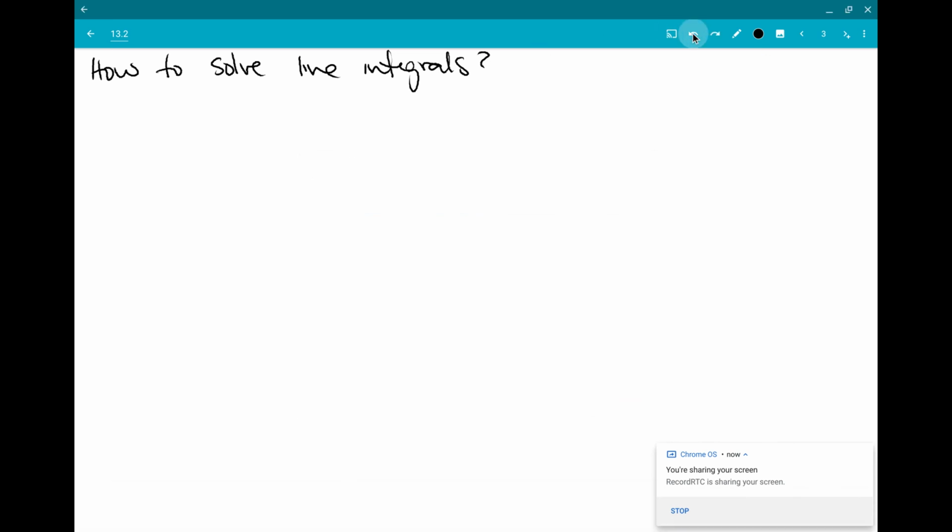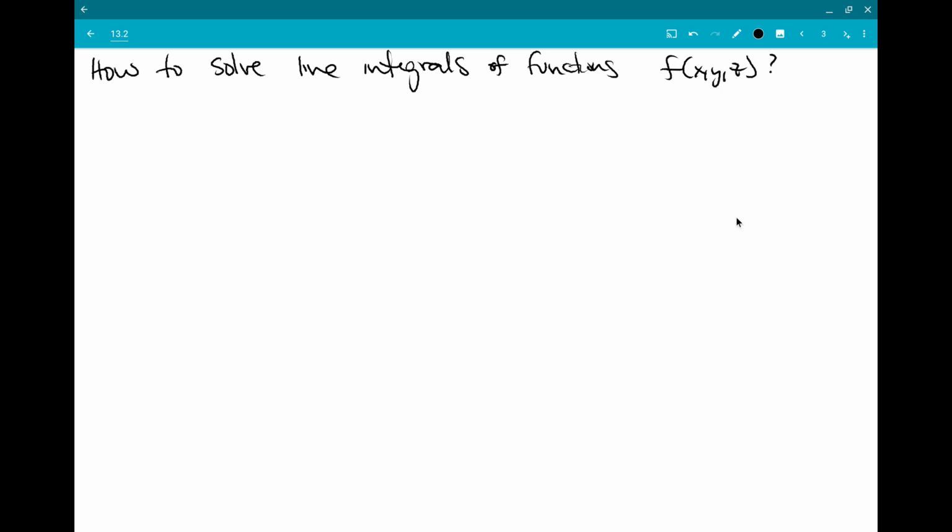All right, so we're talking about how to solve line integrals of functions f of x, y, z. And we're going to write out the steps for how to do this, but the one thing to always remember is parameterizing curves is the overall approach. I'll write out the steps for what that actually means, but when in doubt, parameterize curves if you need to find a line integral.